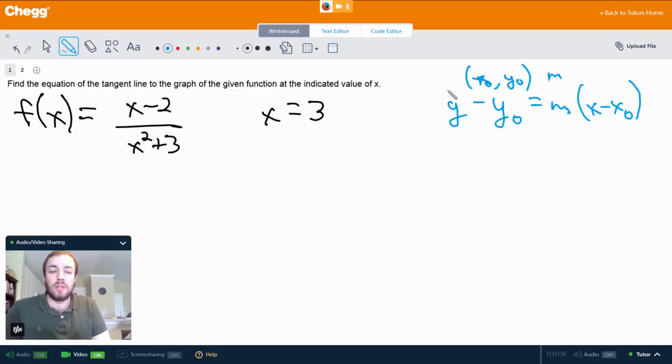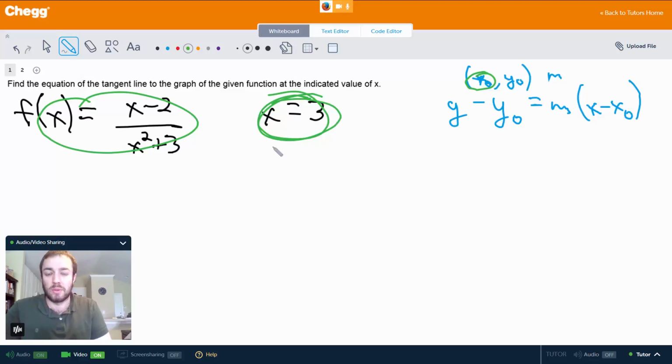Okay? Well, so far we already know x0, right? That's given to us here, because we want to find the tangent line to the graph at the indicated value of x. So we're going to find the tangent line where x is 3. So we already know the x-coordinate of the point on our tangent line. Now we need to find the slope, and we need to find the y-coordinate. Now to find the y-coordinate, all we have to do is plug x equals 3 into the function, and that'll give us our y-coordinate, okay?